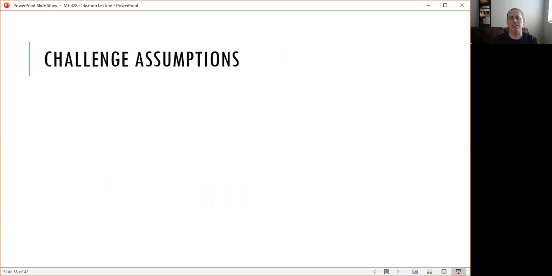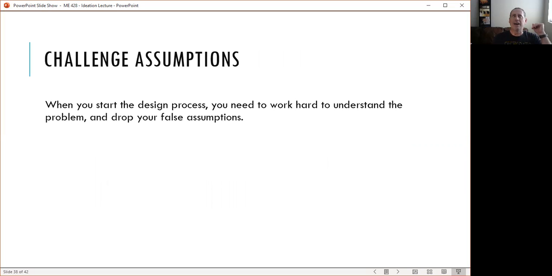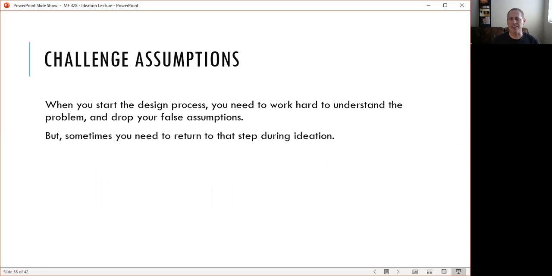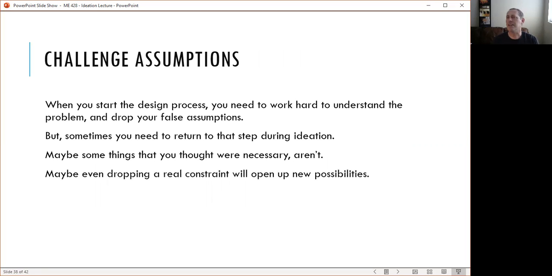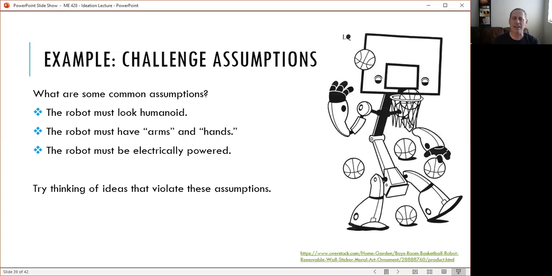So when you go into solving a problem, you have hopefully tried to drop false assumptions. But sometimes even the real assumptions, you need to get rid of temporarily. So some things that maybe you thought were necessary are actually over-constraining the problem for you. Dropping even a real one might introduce some new ideas. So ask yourself, what am I assuming about this design problem? And actually write down what you're assuming, and then deliberately violate those assumptions one by one and see what ideas you get. It can be pretty cool.